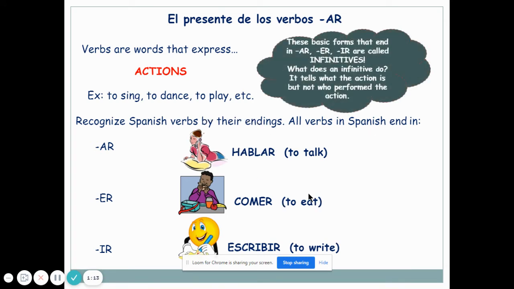These verbs in English and in Spanish are called infinitives. In Spanish they are easier to identify because they end in ar, er, and ir. And in English, there's 2 words. Why are they called infinitives? They are showing you just the verb, but they're not telling you who is performing the action.